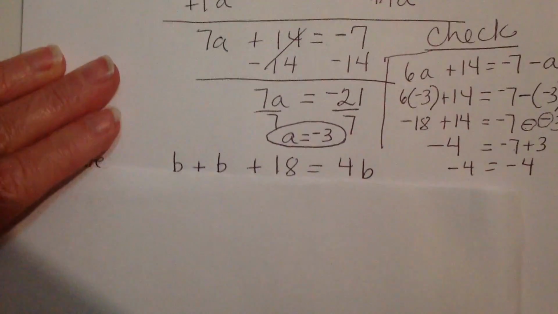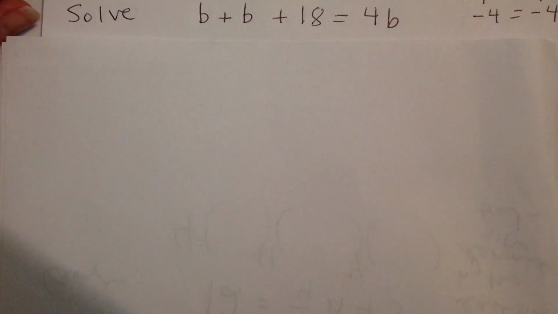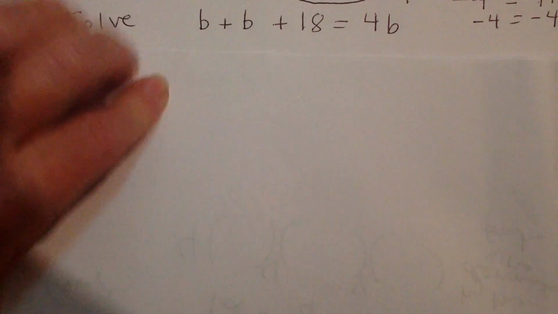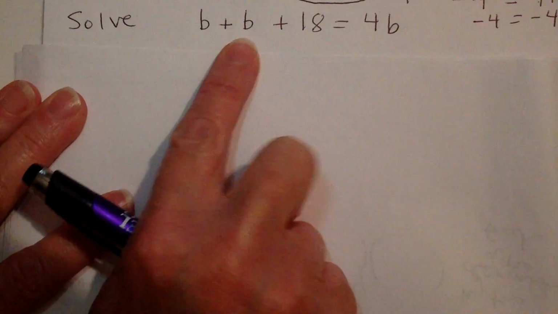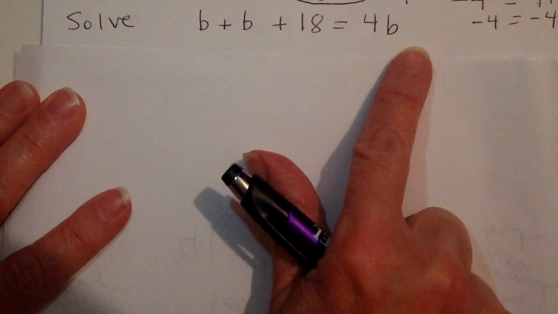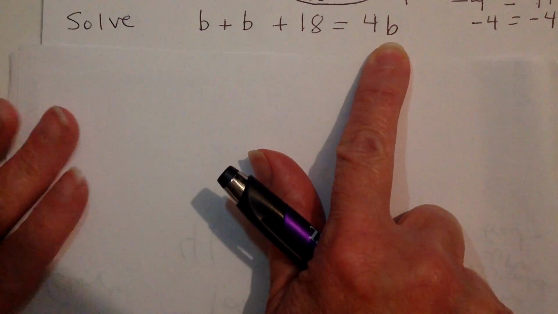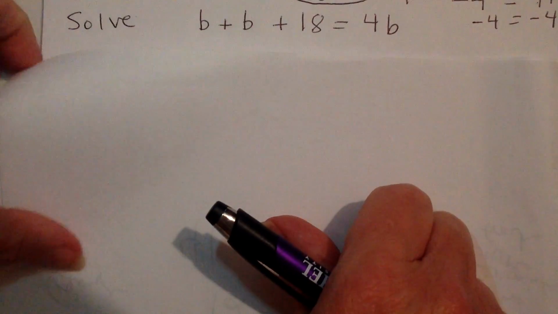Let's look at another example of solving an equation. This problem has terms on the left, terms on the right. But if you notice, I have two b's here and also a b term here. So at any time, if you can combine on either side of the equal sign, you must do that first.